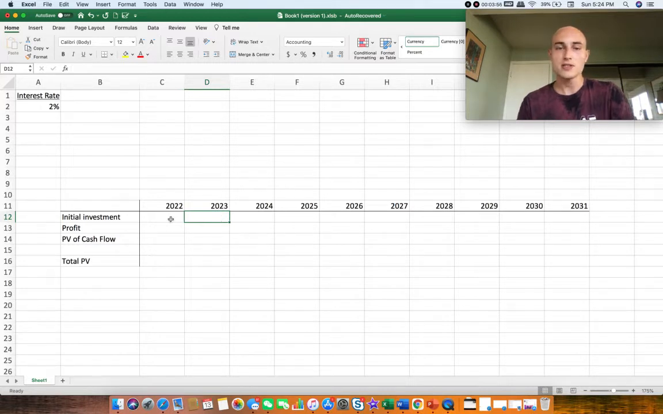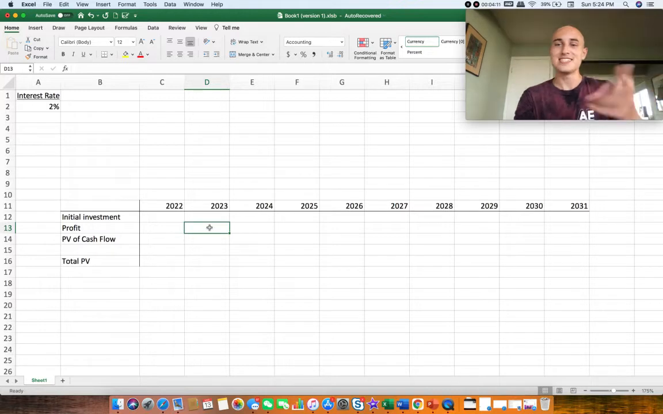So $100 in 2022 is just worth $100. However, $100 in 2023 would be worth less, right? Because you have to discount it back using that 2% interest rate, right? And I'll show you how the math works.